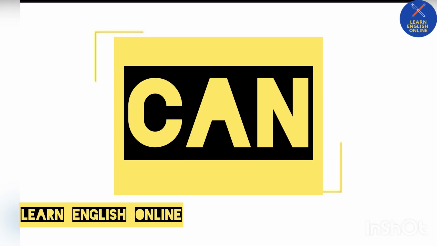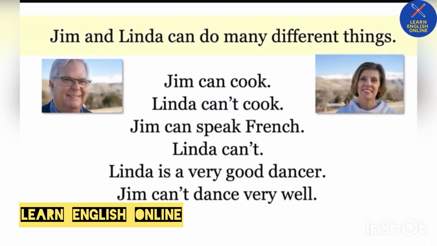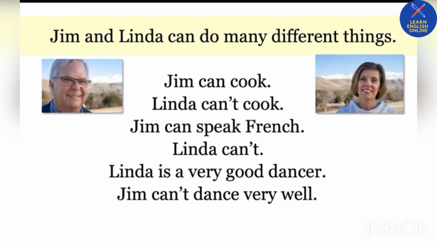This word is about can and how we can use it. Jim and Linda can do many different things. Jim can cook. Linda can't cook. Jim can speak French. Linda can't. Linda is a very good dancer. Jim can't dance very well.